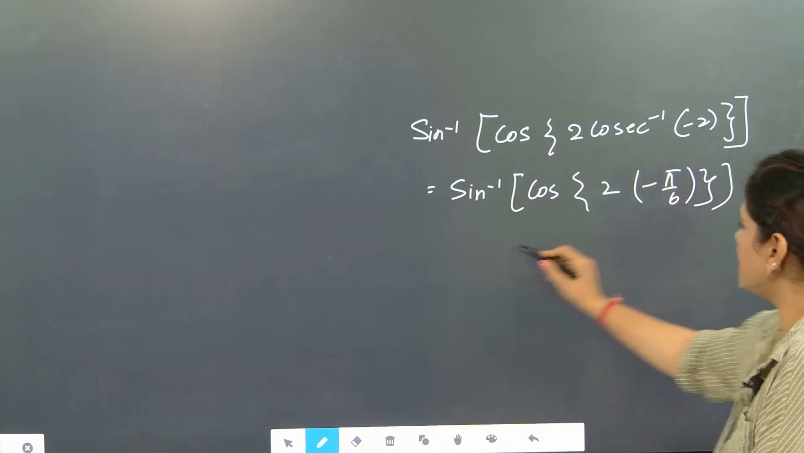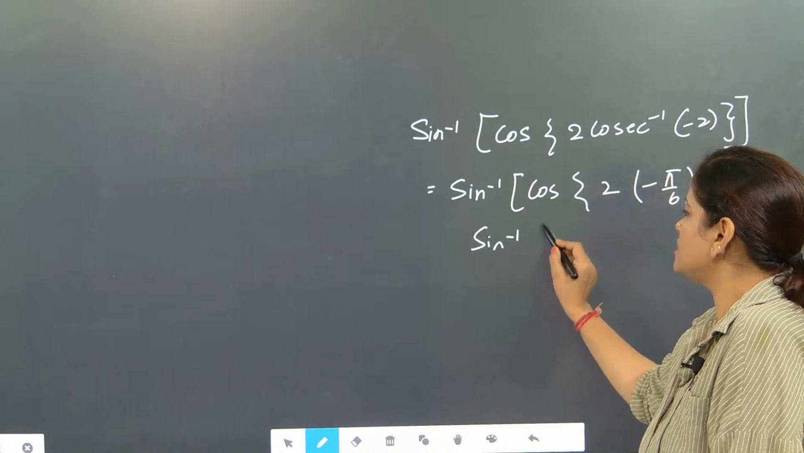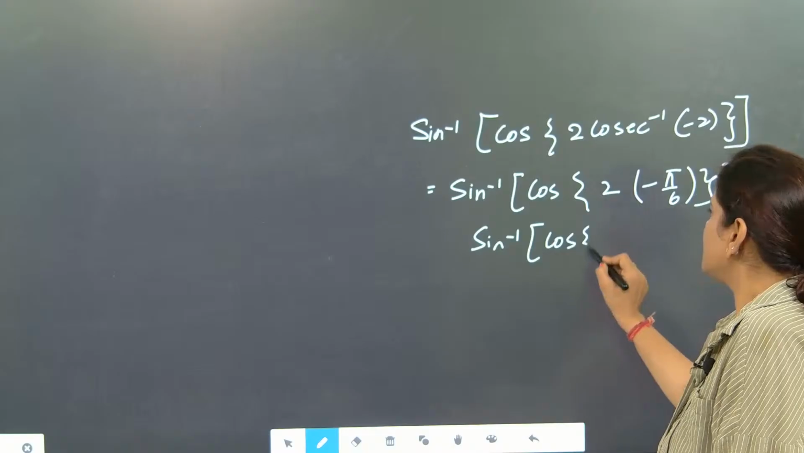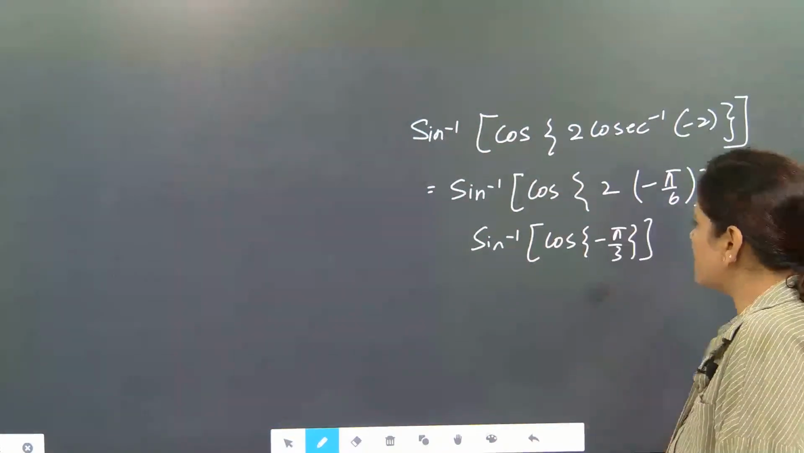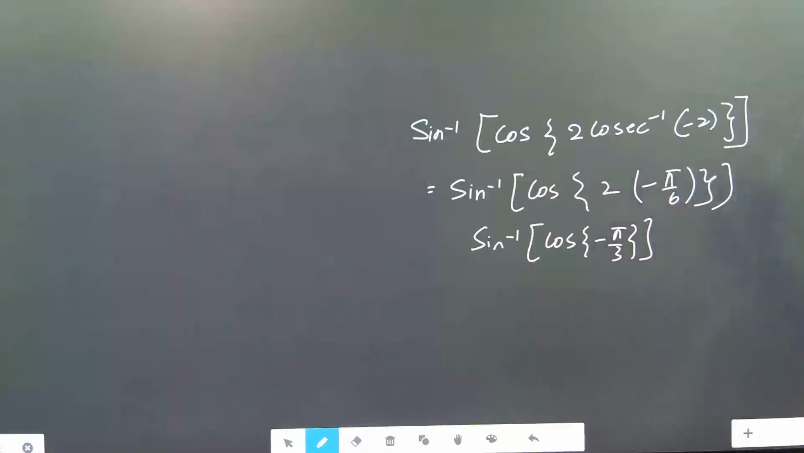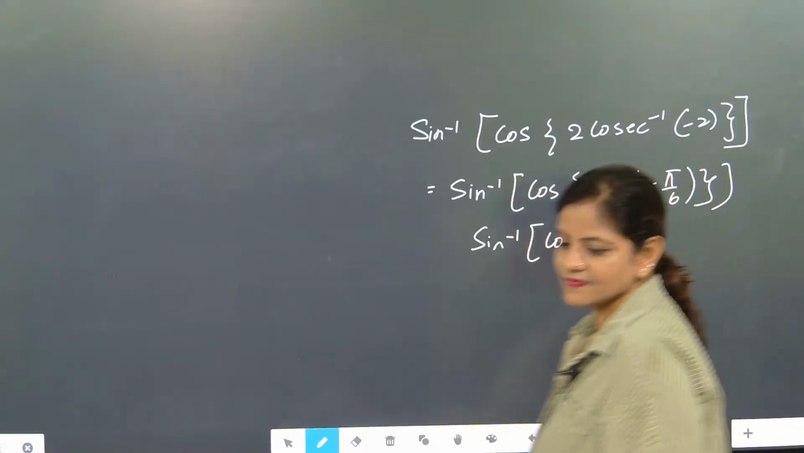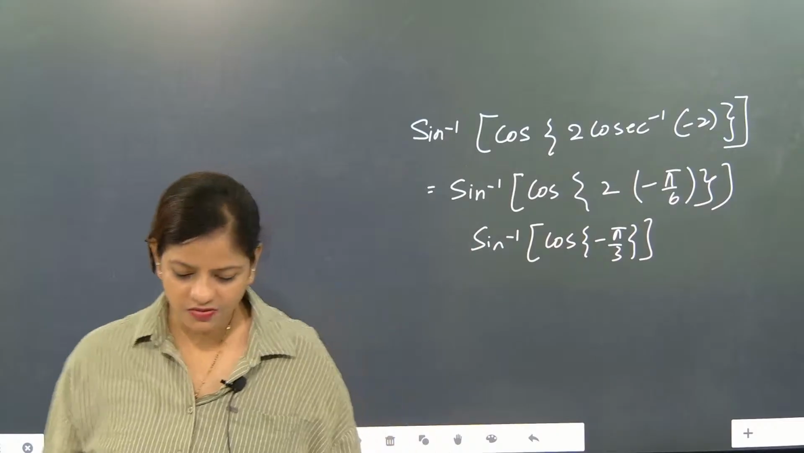I don't know if I'm doing it correct or wrong. I'm just writing cos inverse cos. It will come minus pi by 3. So cos of minus pi by 3 will become what? Its cos inverse is not there.